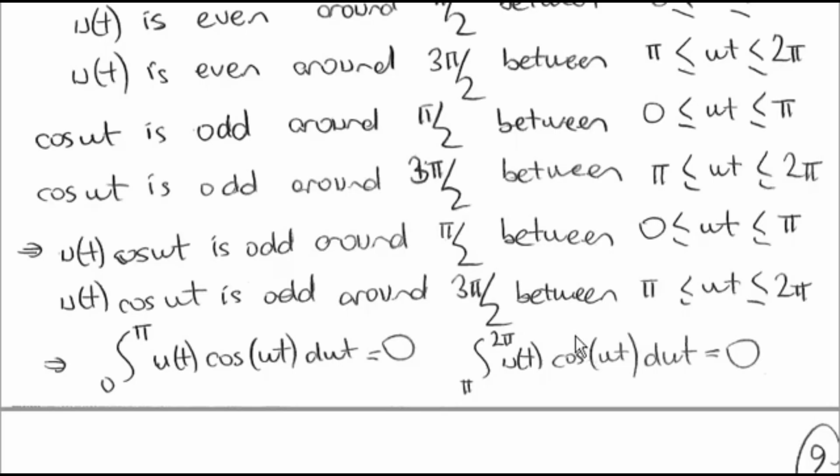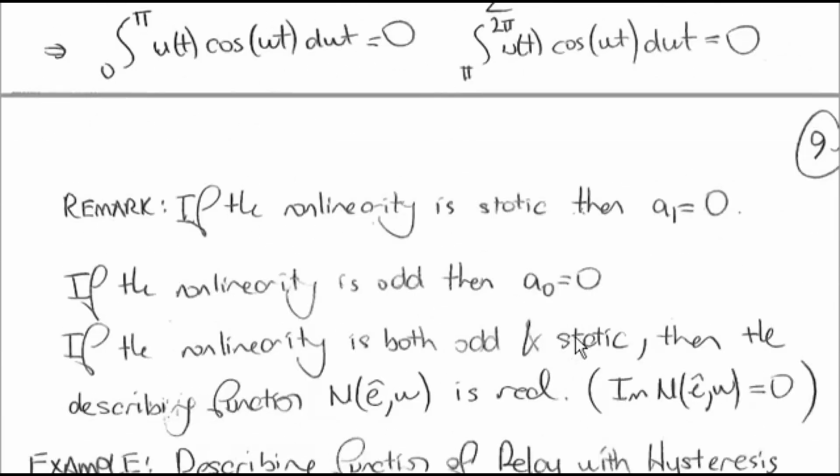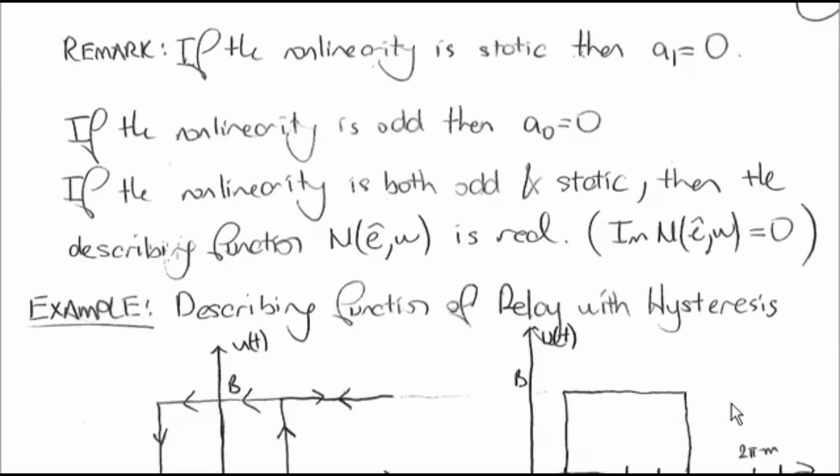So now what we have obtained at the end of this analysis, we have really said important things here. First of all, if the nonlinearity is static, then a1 is going to be equal to 0, which means that the describing function is going to be real. If the nonlinearity is odd, then a0 is going to be equal to 0. So if the nonlinearity is both odd and static, then I can calculate the describing function N of e hat, and its imaginary part is going to be equal to 0.